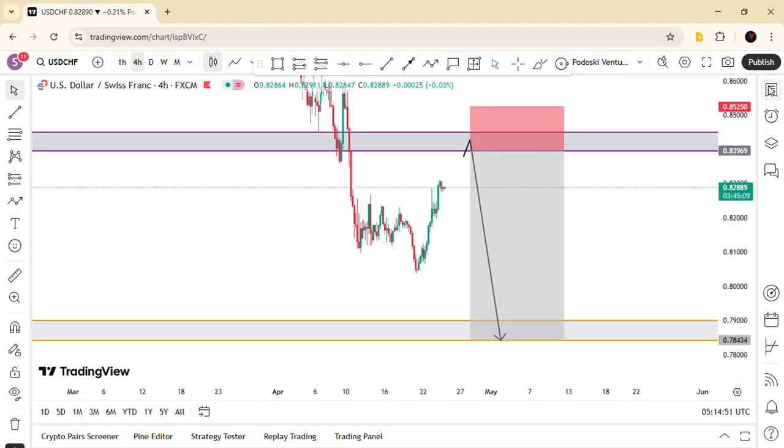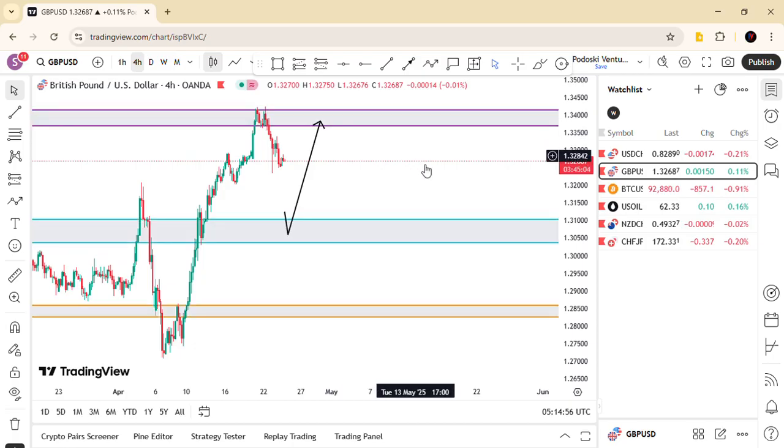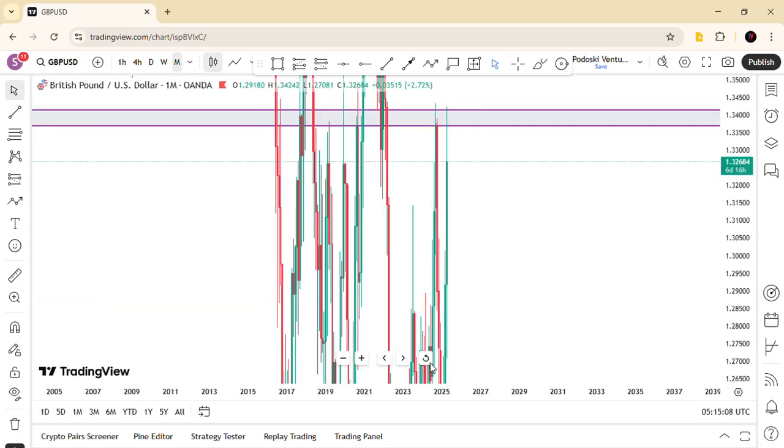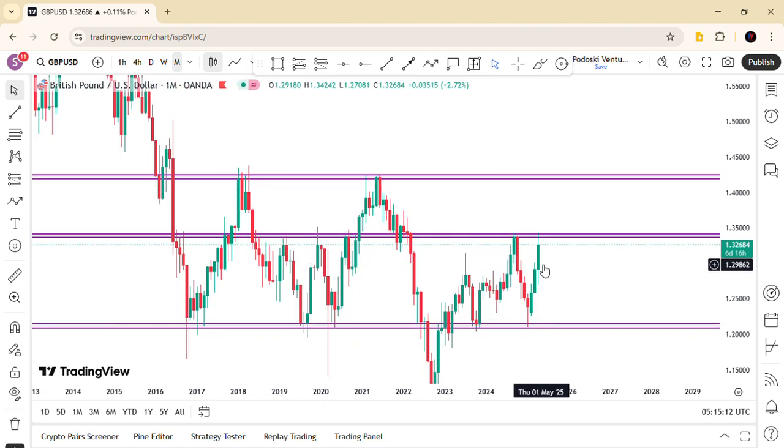Okay, so let's move on to the next pair, and the next pair on the list is GBPUSD. Let's go to the monthly and start from there. On GBPUSD, I have my monthly upper zone here, monthly midway zone, and my monthly lower zone.